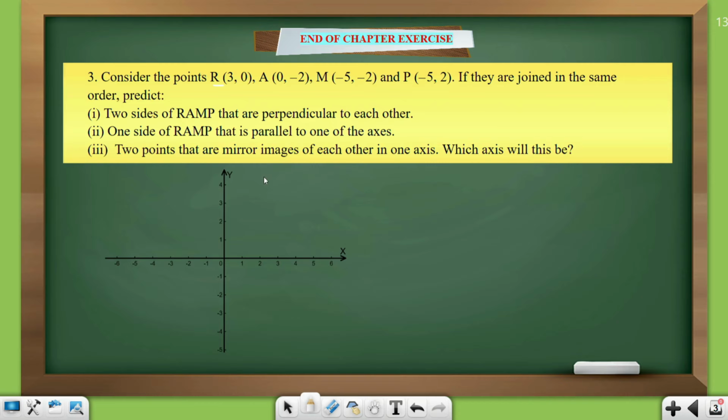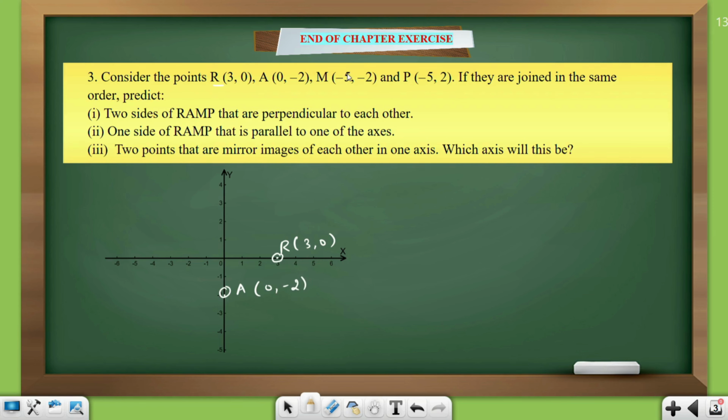Let's start with the points first. First we'll plot the points on the Cartesian plane. The first point is R(3, 0). The x coordinate should be 3 and the y coordinate is 0. So this is our point R. Next, the second point is A(0, -2). Here the x coordinate is 0 and the y coordinate is -2, located below the x axis. Hence this is our point A.